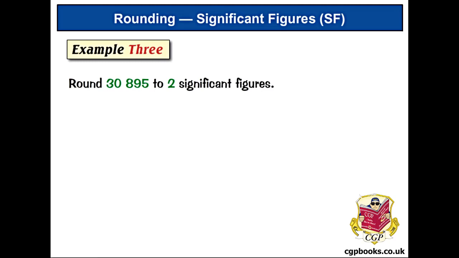Right, last one. Round 30,895 to 2 significant figures. Okay, so the first significant figure is 3, and the second is 0. And so 0 is the last digit. The decider is 8, and that's 5 or more, so we round 0 up to 1. So that's easy enough. And we can also put the 3 in to give us our 2 significant figures.